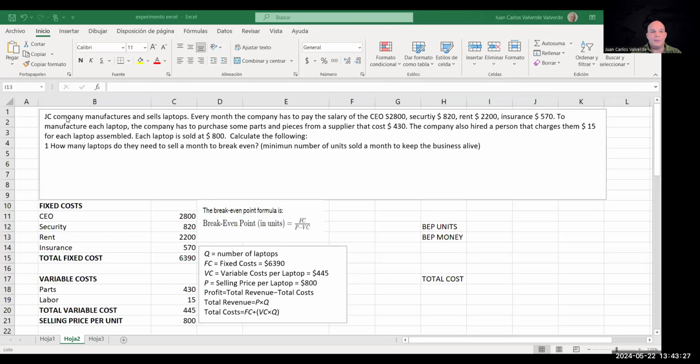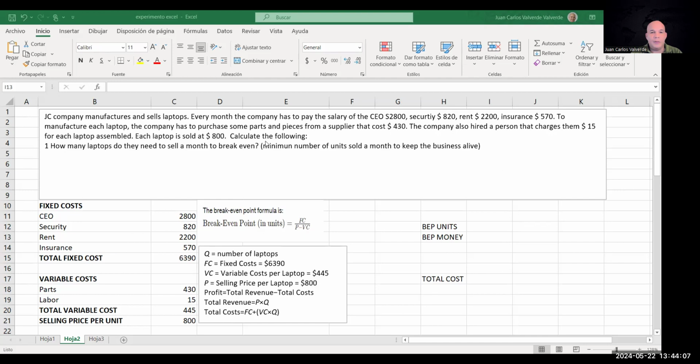Okay, let's solve this problem. JC Company manufactures and sells laptops. Every month, the company has to pay the salary of the CEO, which is $2,800. They also pay security every month, $820. Also rent, $2,200. Insurance, $570. To manufacture each laptop, the company has to purchase some parts and pieces from a supplier that costs $430. This is for every laptop that they manufacture. The company also hires a person that charges them $15 for each laptop assembled. Each laptop is sold at $800.